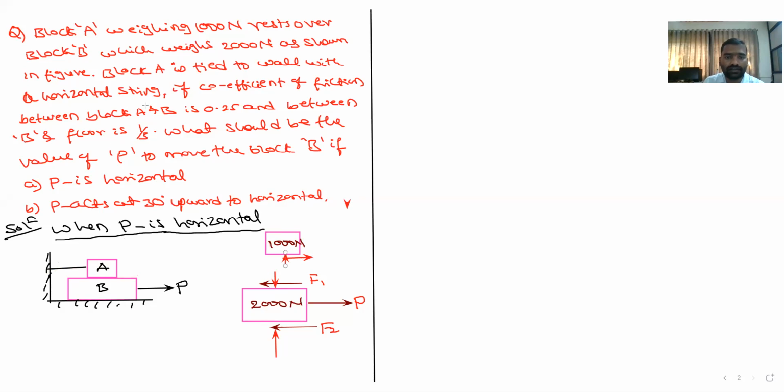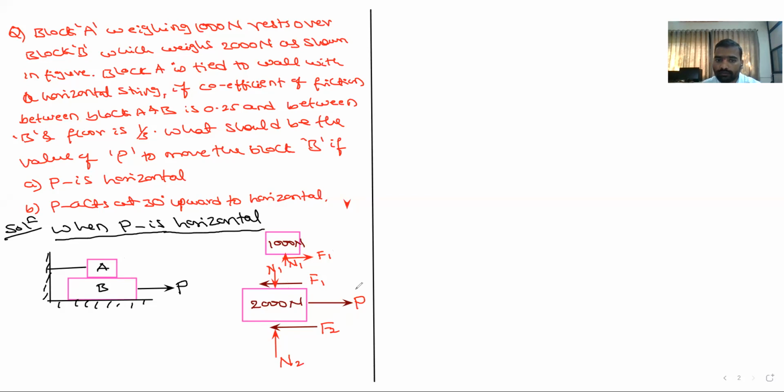Then I will write this is F1, and this is N1. The same N1 is acting here, and the same friction is acting. See the nature of the friction. For the block A, friction is acting right hand direction. For the block B, friction is acting left hand direction. Always it is opposite to the motion. So here it is N2.